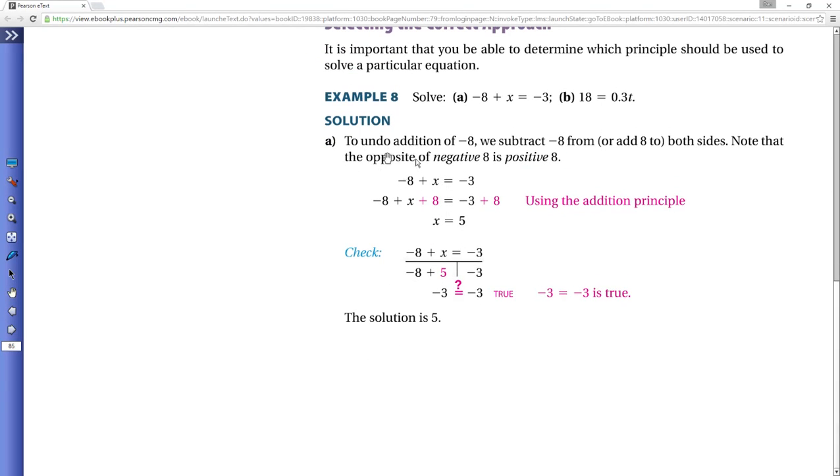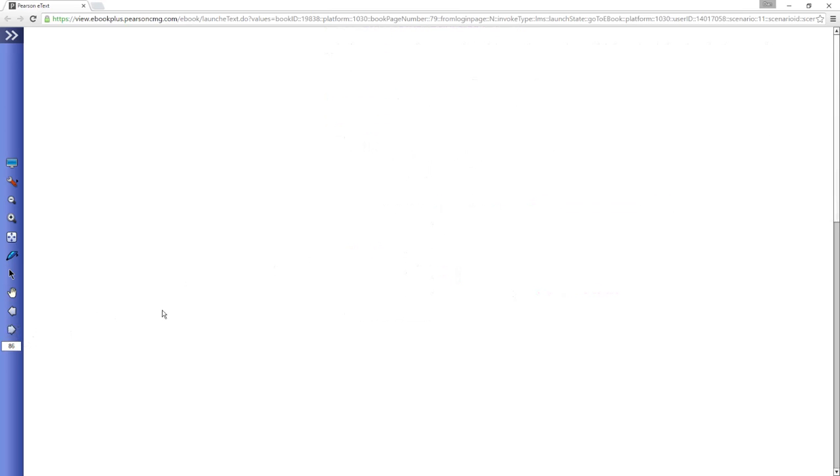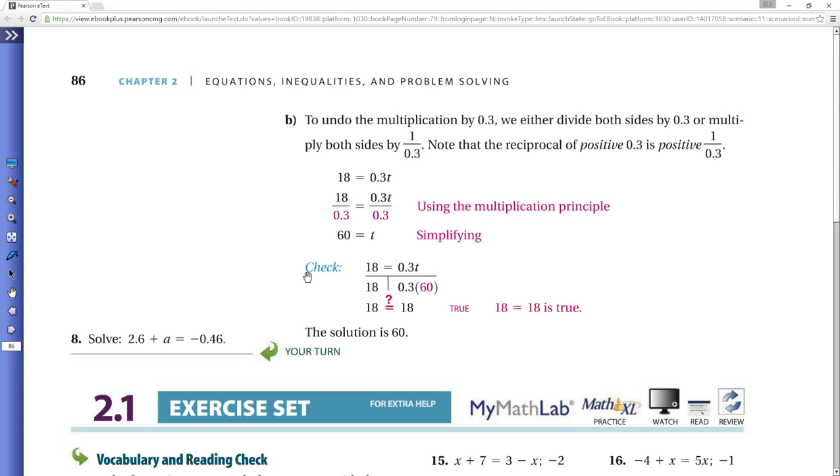So like this one, it says to undo the addition of a -8, we could subtract the -8 or add 8 to both sides. I would prefer you stay in addition whenever you can, and stay away from subtraction. The biggest reason is because of the properties involved, the commutative property. If I'm messing around with subtraction or division, I have to be real careful about order, because the commutative property doesn't work for those two operations.